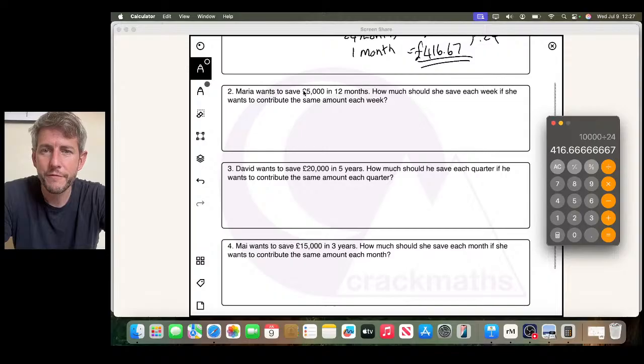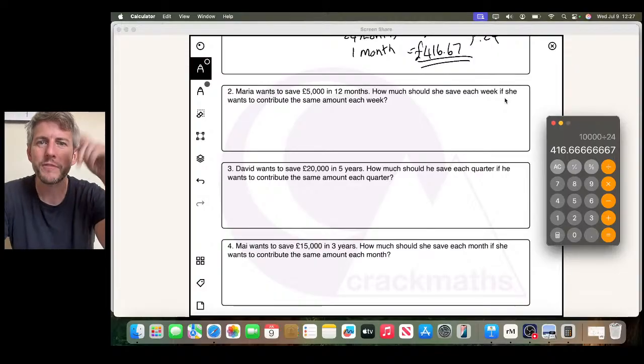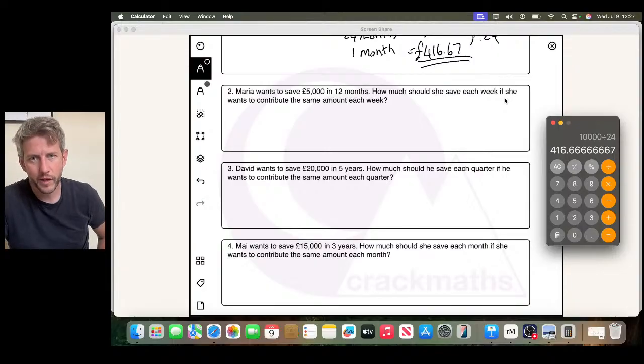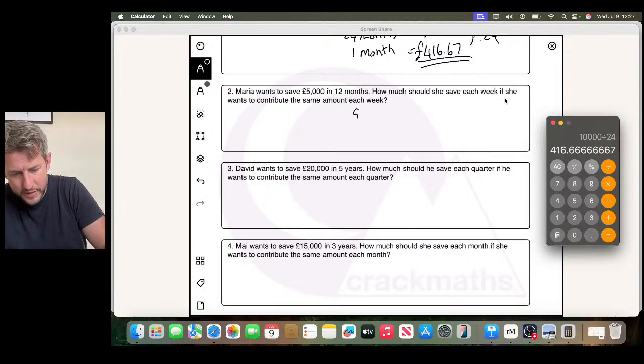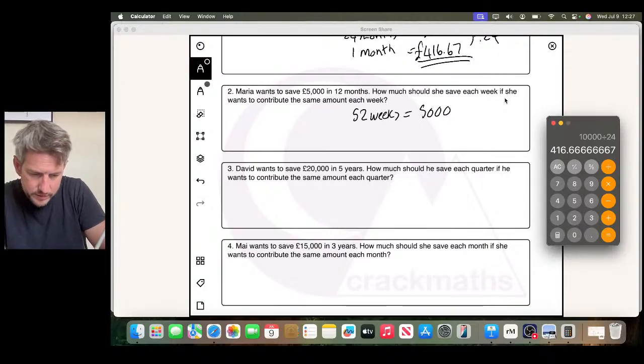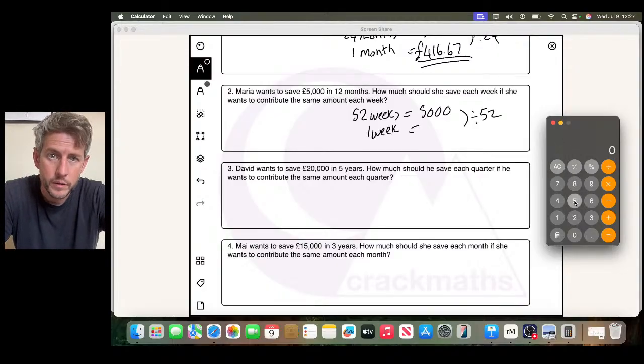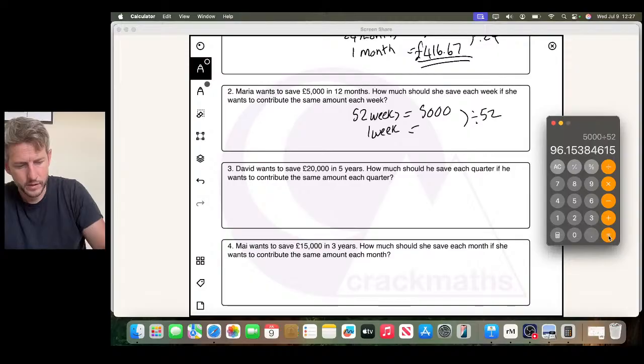Maria wants to save £5,000 in 12 months. How much should she save each week? Ah, we've got a different unit of time. Right, 12 months is a year. A year is 52 weeks. Okay, so 52 weeks equals 5,000. Okay, so 1 week will equal this divided by 52. Okay, so here we go. 5,000 divided by 52. So that's £96.15 per week.